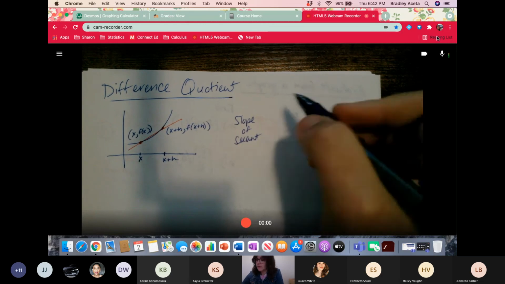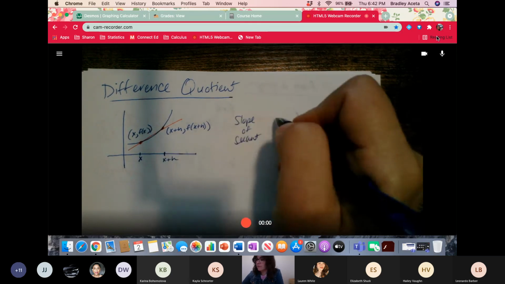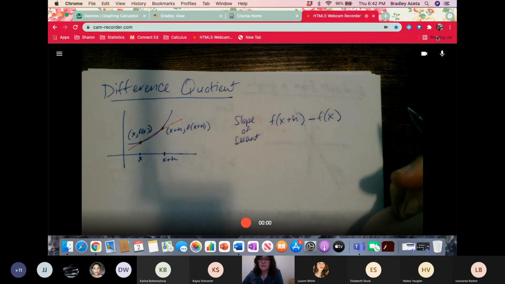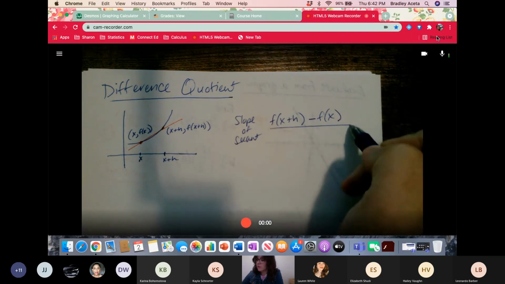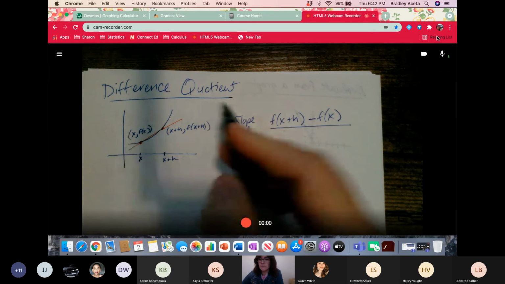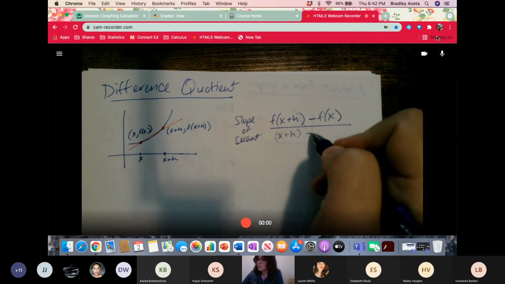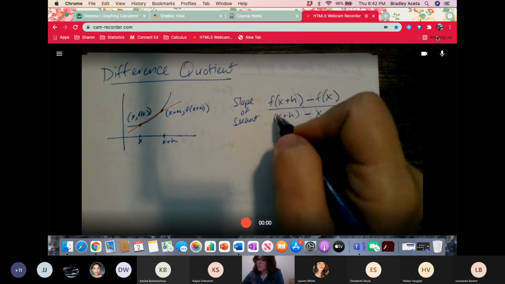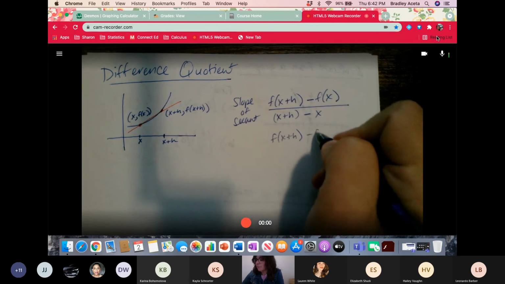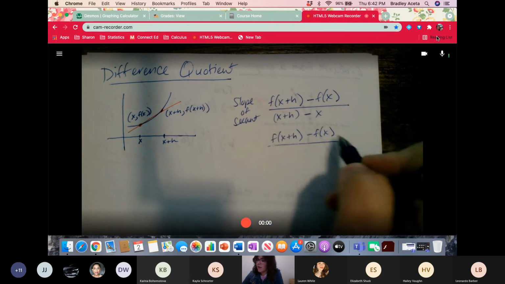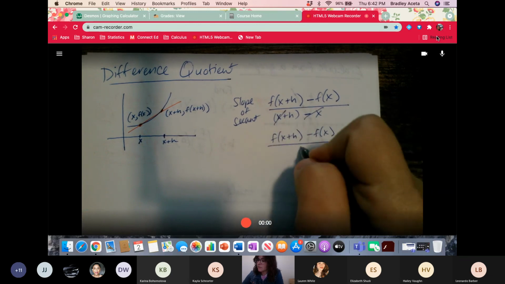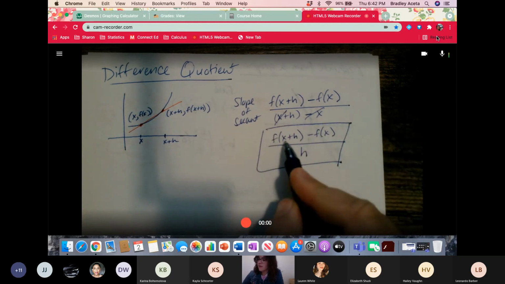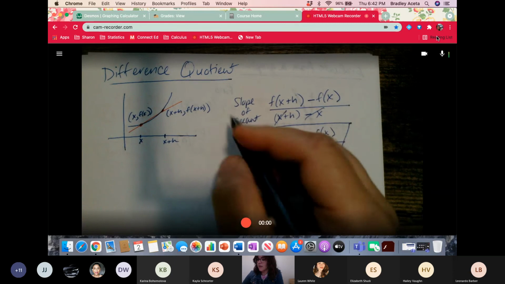you all know slope. Slope is y2 minus y1. So f of X plus H minus f of X over x2 minus x1, X plus H minus X. When you clean this up, the top would remain the same, but on the bottom the X's would cancel, and you'd be left with H. This right here, f of X plus H minus f of X all over H, is known as the difference quotient.